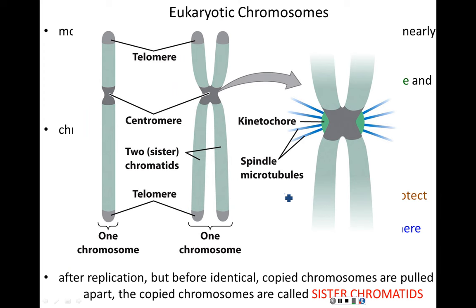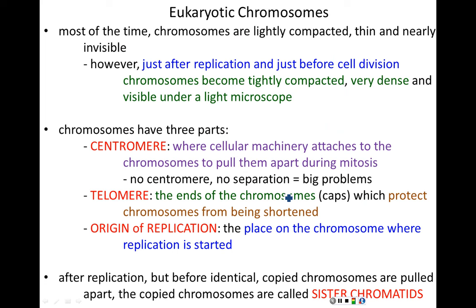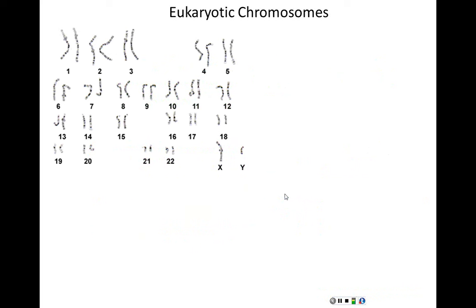So after replication, but prior to identical copied sister chromatids being pulled apart, those copied DNA molecules are referred to as sister chromatids, and the single molecule of them stuck together is still called a chromosome. Once the two sister chromatids are separated and pulled apart, they are then two separate chromosomes. So it's all about whether they're attached or not.